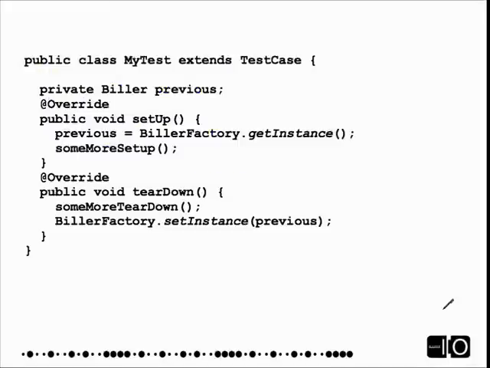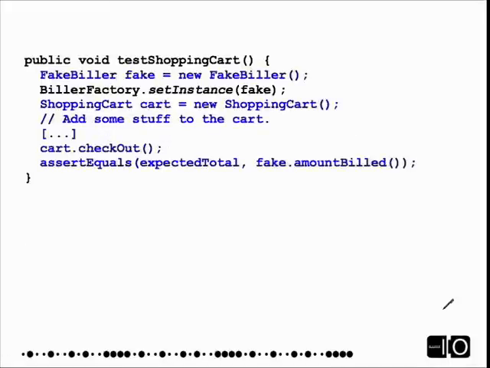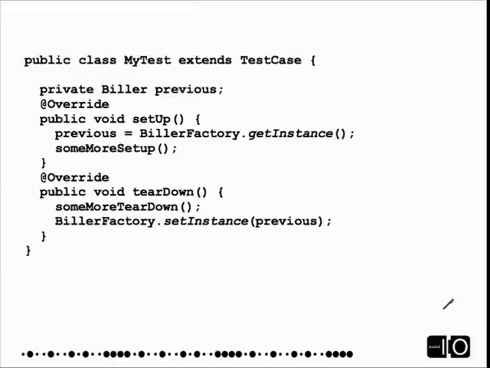Sure enough, there is a problem with this, of course, because as soon as I set the instance of the biller, all of the other tests that come after that will get my fake implementation of the biller, not exactly what I probably want to do. So my test would also have to do some setup and teardown in there, where it stores in a private variable the previous version of the biller, and then it sets the previous version, the original version, on its teardown. Who has seen code that looks exactly like this?